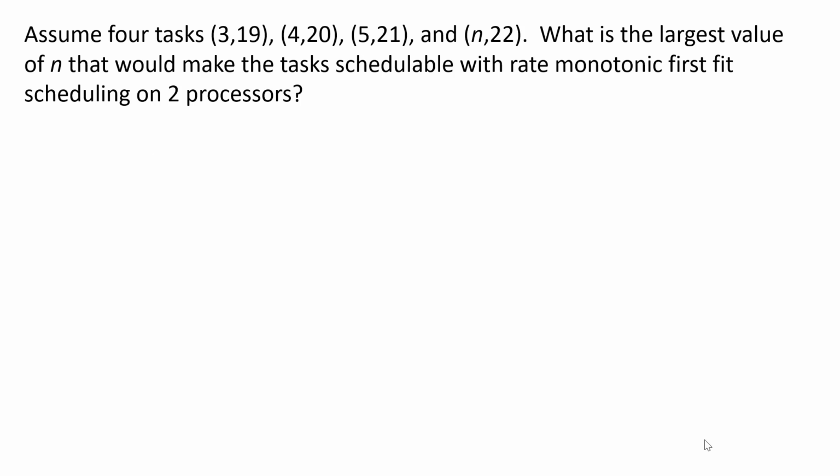Okay, assume 4 tasks, 3/19, 4/20, 5/21, n/22. What's the largest value of n that would make the task schedulable with rate monotonic first fit scheduling on 2 processors? Now, rate monotonic is basically just a fixed utilization. So that one's really easy. In fact, I think it's even easier to calculate the rate monotonic RMS than it is for regular RMS, because all you have to do is take the square root of 2 minus 1, which is about 0.41 or so, and then multiply that by the number of processors, and that's your utilization bound.